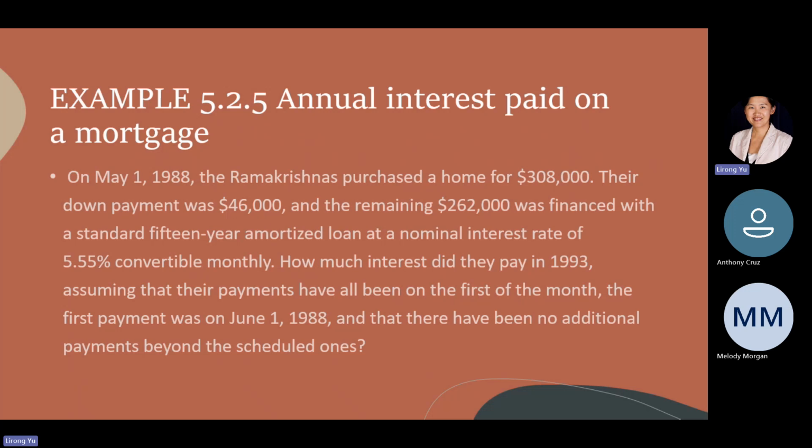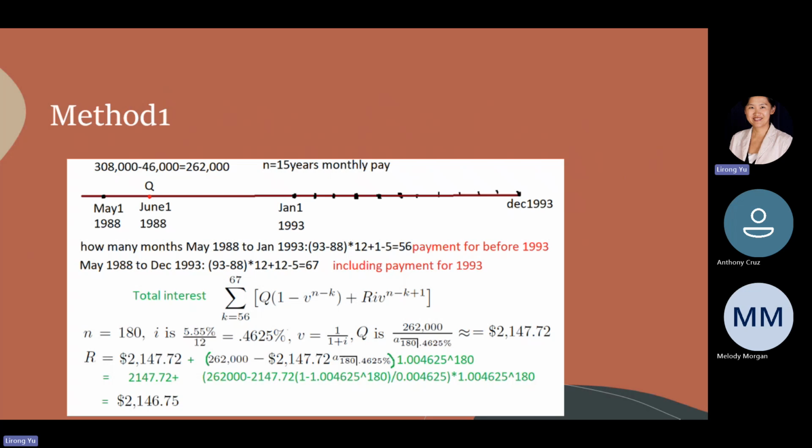So in the end of your loan schedule, you're paying more and more of your principal, less and less of the interest. But at the beginning, you pay a lot of interest because your balance is high. So anyway, we're going to focus on 1993, and here is where I draw the timeline. We want to find out what happened in 1993.